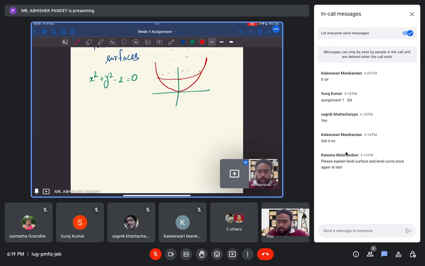Is it this year's assignment, 2023? Because we are not allowed to discuss this year's assignment. That you have to do on your own. We are just helping you out with how to solve those problems by discussing previous assignments or making assignments on our own. Is it clear, Suraj? Okay, Karina, please explain level surface and level curves once again at last. Okay, at the last I will explain again.